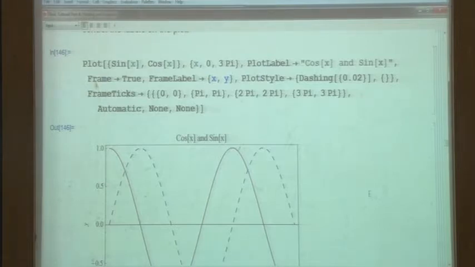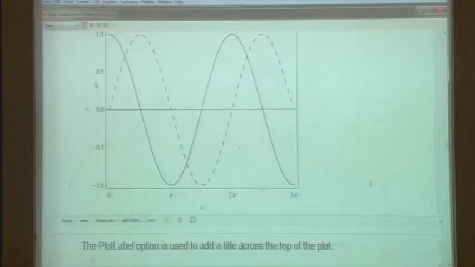You can also see the FrameTicks. Here the frame ticks are 0, 0, and pi, 2 pi, 3 pi, and then Automatic, None and None. So as you see, these are the ticks: 0, pi, 2 pi, 3 pi, and then Automatic.